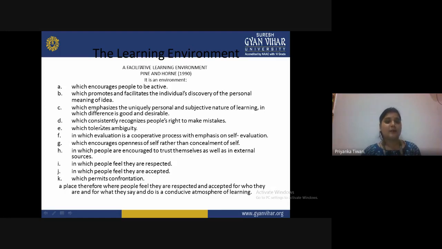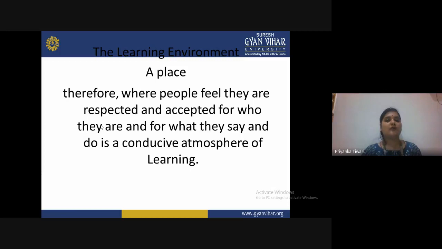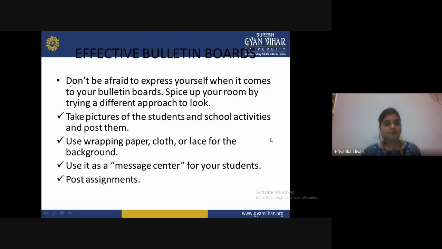in which people are encouraged to trust themselves as well as external sources, in which people feel they are respected, in which people feel they are accepted, which permits confrontation. A place, therefore, where people feel they are respected and accepted for who they are and for what they say and do is a conducive atmosphere of learning.